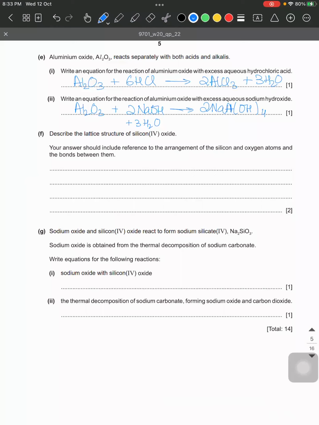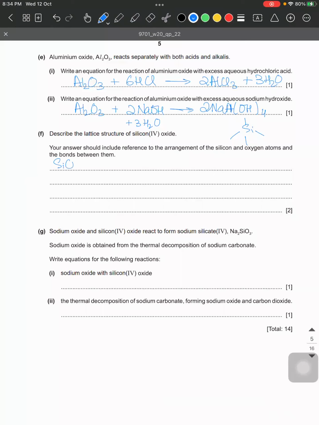Describe the lattice structure of silicon dioxide. Yes, silicon dioxide. You know that it is a giant covalent structure, right? Your answer should include reference to the arrangement of the silicon and oxygen as well. If you talk about the arrangement of silicon and oxygen, it will be like this. And we know that structures with 4 bonds are tetrahedral, right?